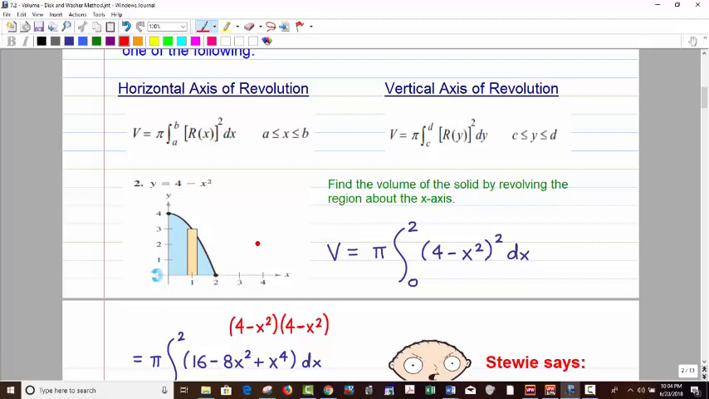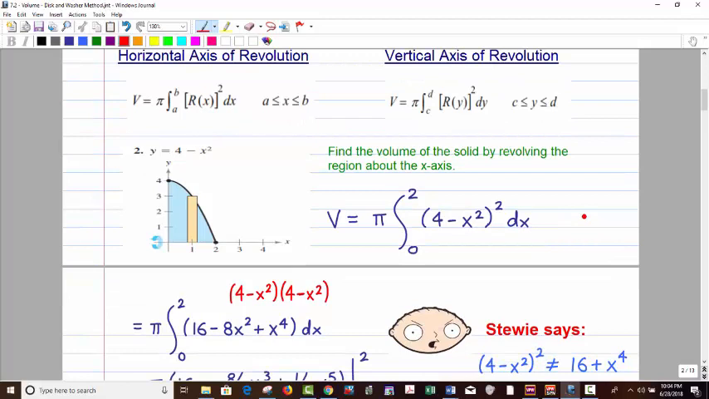But my problems will always say which axis. You don't have to rely on interpreting that picture. I would always say it like I do right there. So to evaluate this, it would be pi times the integral from 0 to 2 of (4 minus x squared) squared.